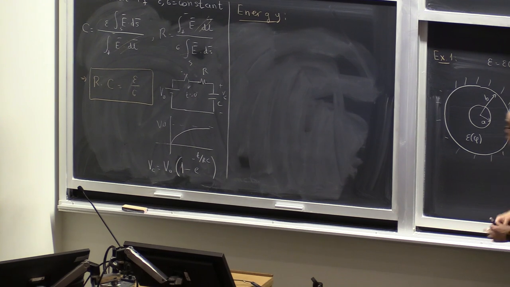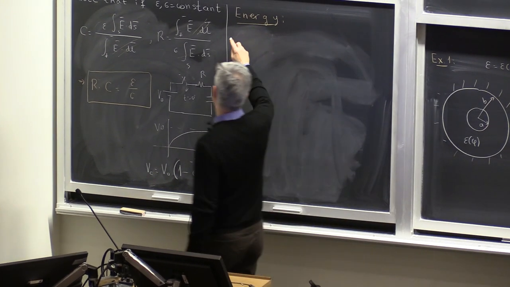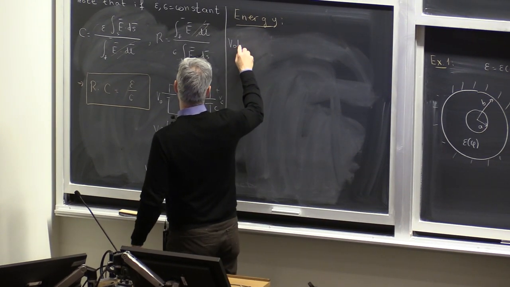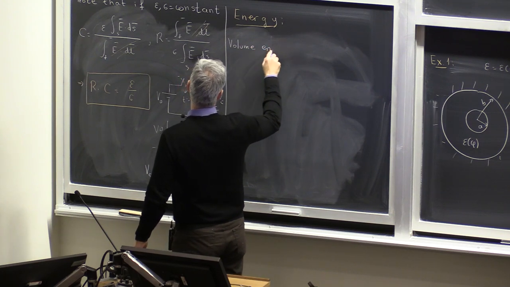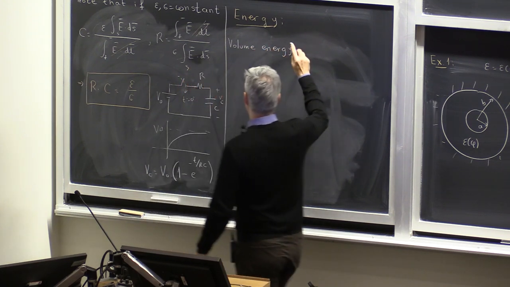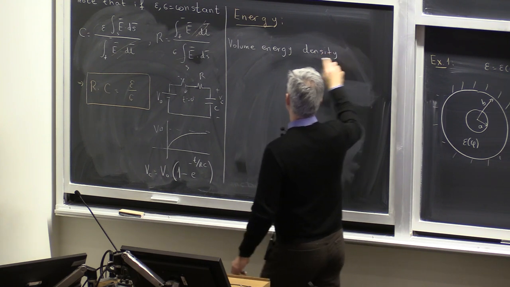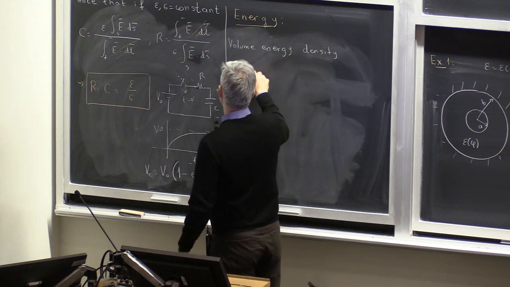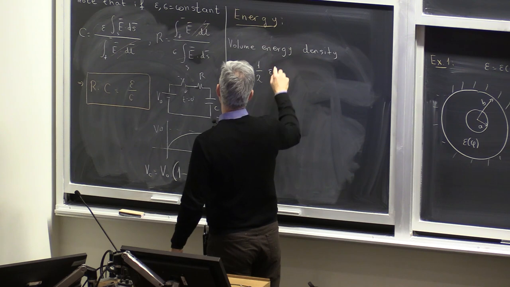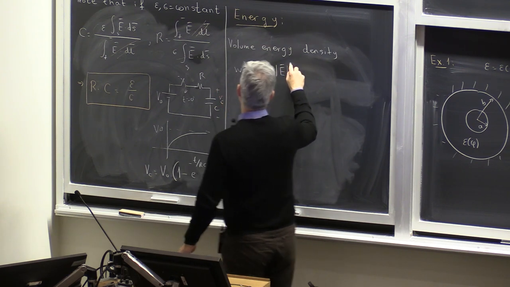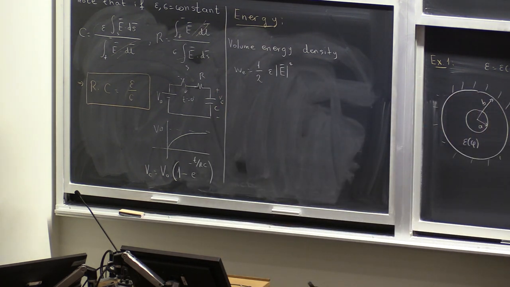Basically, the energy that is stored in the electric field can be found through the volume energy density, WE, which is 1/2 epsilon E squared. So once I find the electric field, I can find how much energy I have stored in the electric field in the capacitor with this formula.